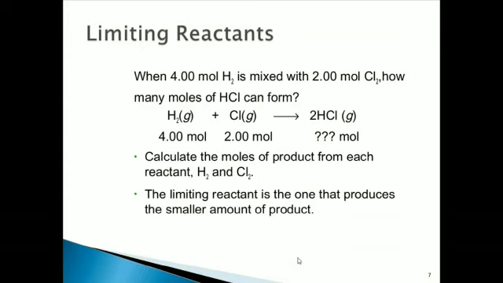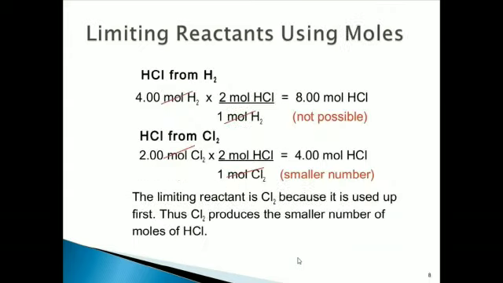So here, to find the limiting reagent, you can see in the calculation: from 4 mole hydrogen, 2 mole HCl is formed per 1 mole hydrogen, so 8 mole of HCl, which is not possible. From Cl2, 2 mole Cl2 is taken, 2 mole HCl per mole Cl2, so 4 mole HCl, the smaller number. The limiting reactant is Cl2 because it is used up first. Thus Cl2 produces the smaller number of moles of HCl.